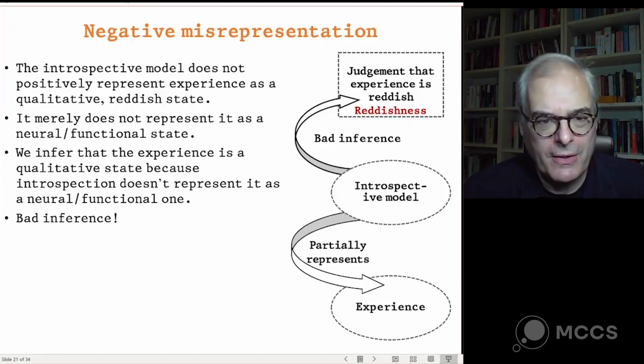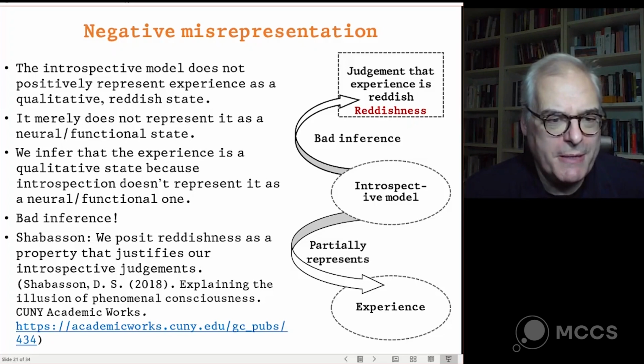And so maybe this is what is happening in the case of introspection. Our introspective model is providing us with very limited, sketchy, partial information about our experiences, which doesn't present them as complex brain states. And we infer from that that they are, in fact, simple qualitative states. And there's a nice suggestion here in a paper by Daniel Chabasson, which is that we posit reddishness. Reddishness is a sort of explanatory posit that we make to justify our introspective judgments.